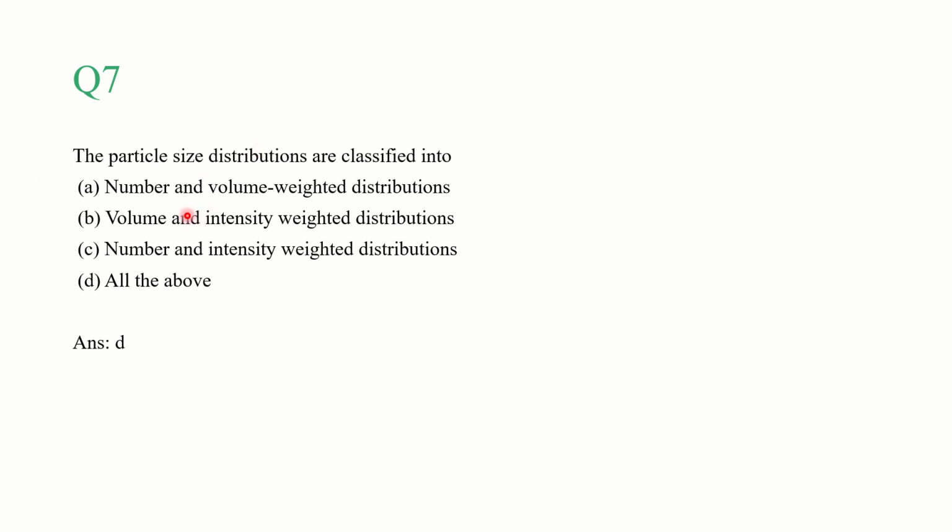Particle size distributions are classified into number and volume weighted distributions, volume and intensity weighted distributions, number and intensity weighted distributions. This concept we just saw is an extension to that case. For example, what is particle size distribution? Consider you are going to grind ore particles. What would be the representation? We would say this much amount of particles is less than 200 micrometer and greater than 100 micrometer, and this much is less than 100 micrometer and greater than 50 micrometer. Like that, we would have a certain set of distributions, right? So that distribution range and how it is calculated, how can it be classified?